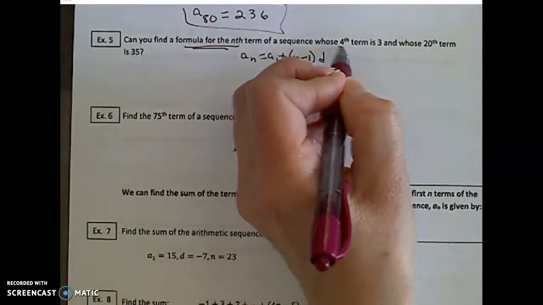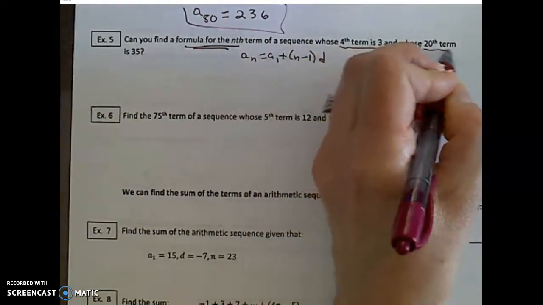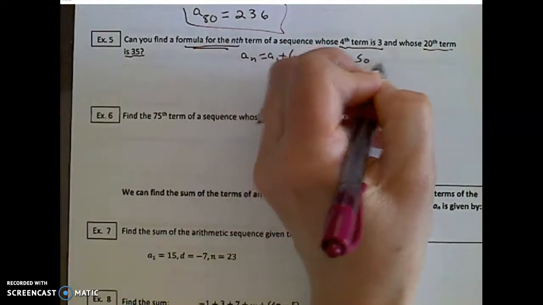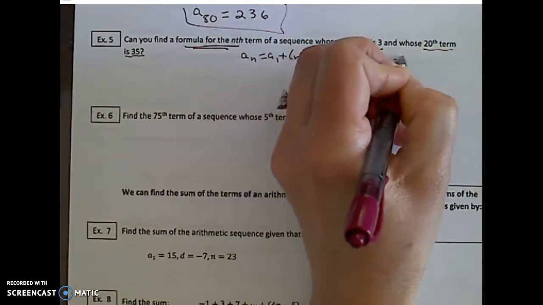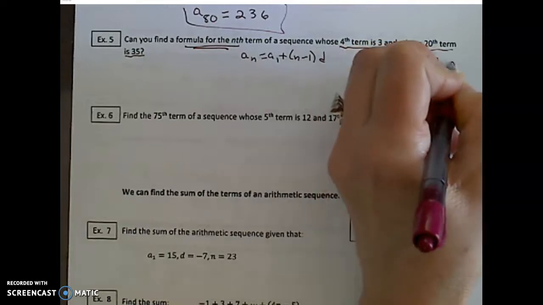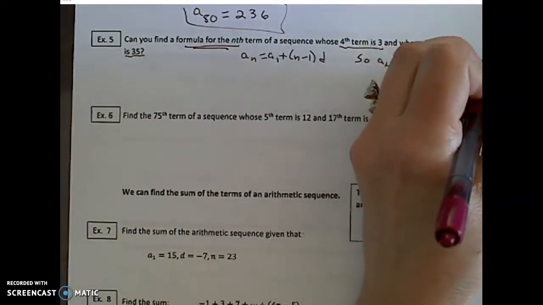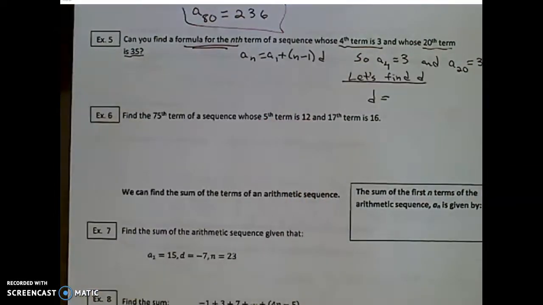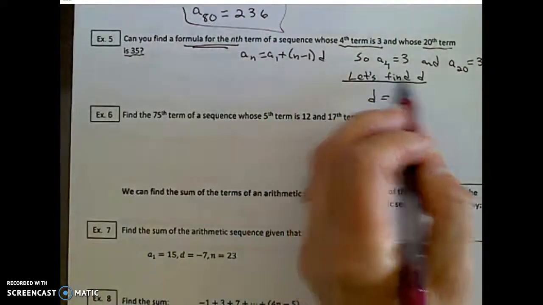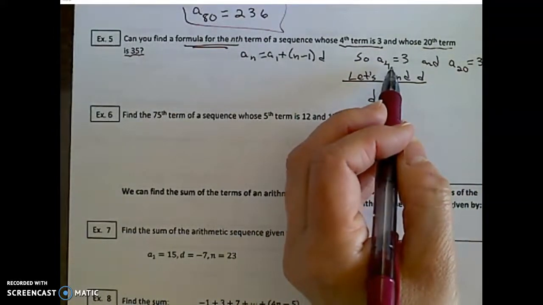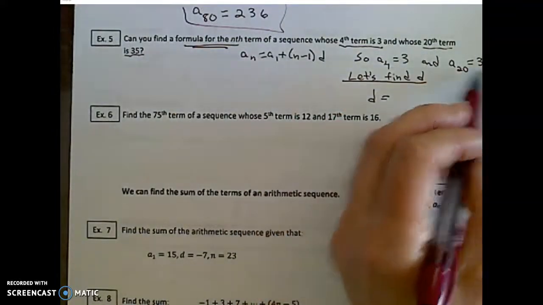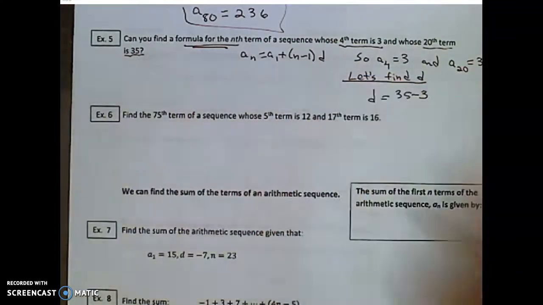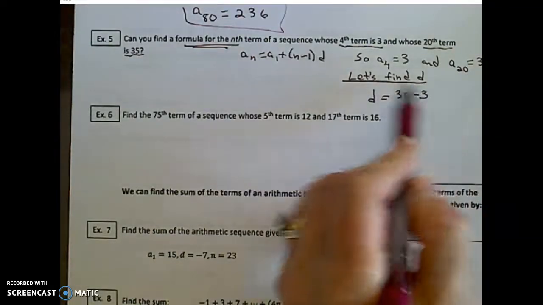If the fourth term is 3 and the 20th term is 35. So a sub 4 is 3 and a sub 20 is 35. Pause for a minute and think about what you can plug in. Okay, thanks for thinking about it for a minute. Typically we say, well, what's the difference between these terms we're given? The fourth term is 3, the 20th term is 35. What's the difference between those? So that's 35 minus 3. But how many terms is that?